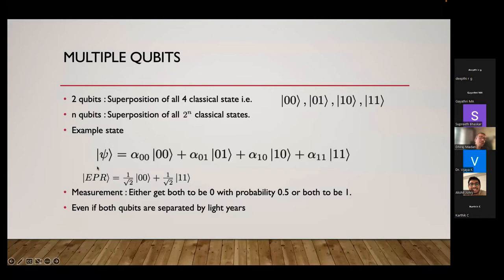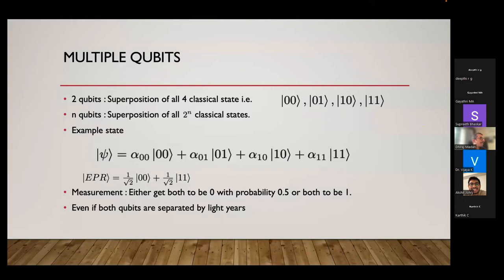For this particular EPR pair, I can measure 00 with probability 1 by root 2 squared, which is half, or I can measure 11 with probability again 1 by root 2 squared, which is half. So I'm either going to get both 0 or both 1 with probability half. Here the outputs are correlated, and this happens even if I take the qubits light years apart, at a very large distance. It may look like there is no possible communication happening. However, when I make independent measurements on the qubits separately, the outcomes are still correlated. This is the most unintuitive part of quantum mechanics, and this idea is called entanglement.